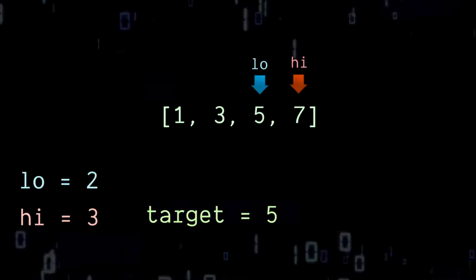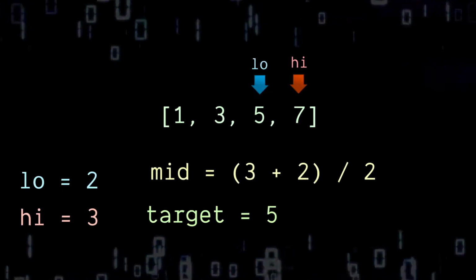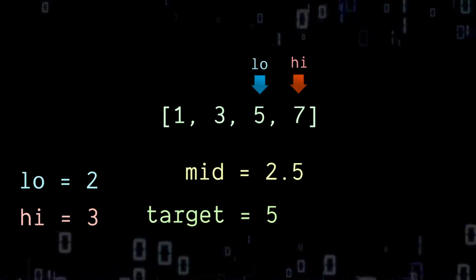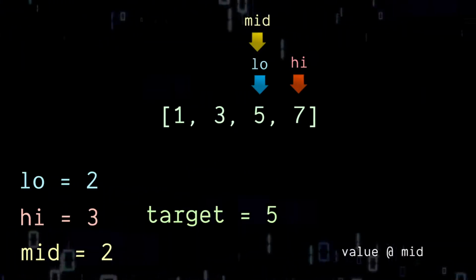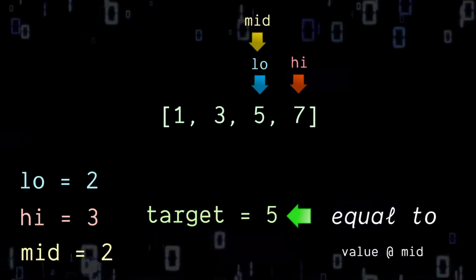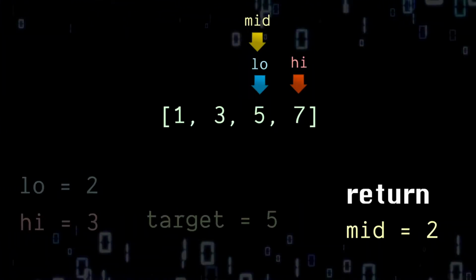So with our new low pointer position, we repeat the process. We find the mid by calculating the average of low and high, then rounding down. So in this case, our mid is equal to our low pointer. Now when we check that value, it's equal to the one we're looking for. So we can just return that mid index at this point.